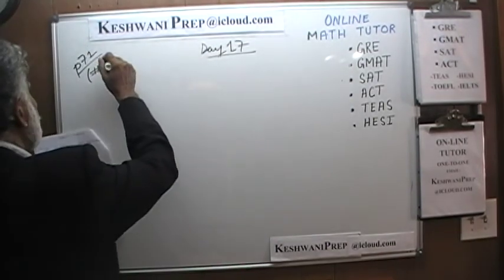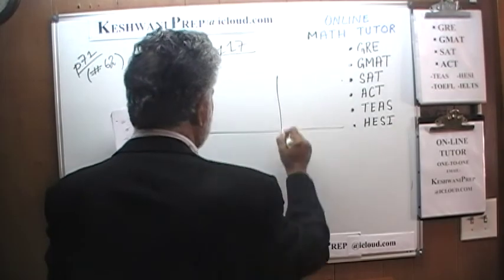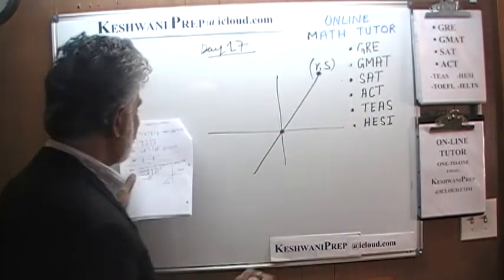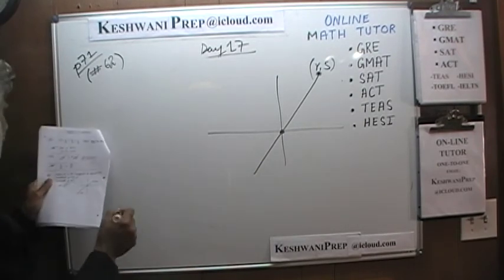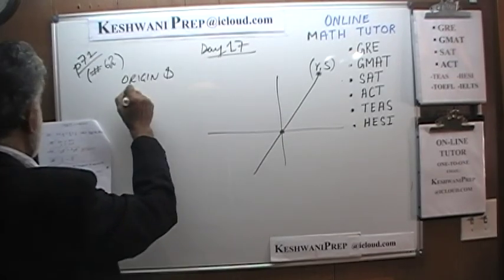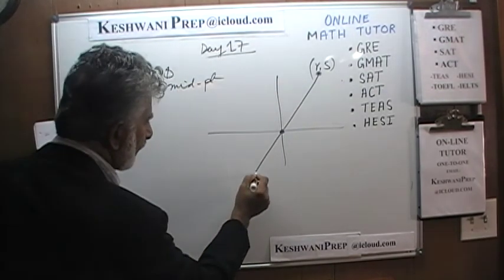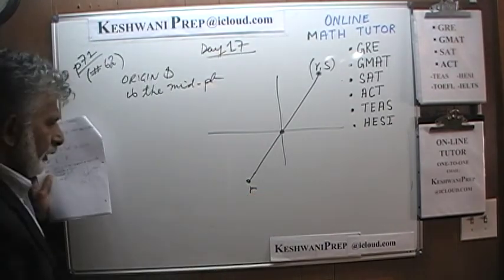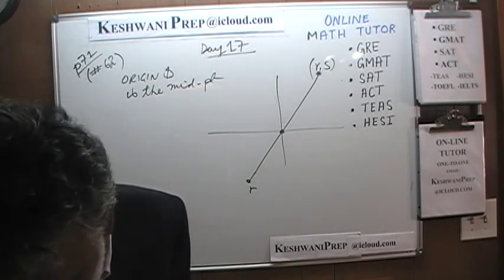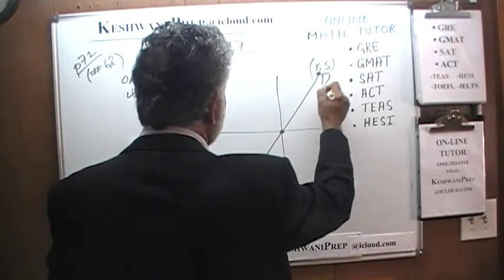Number 62 says that we have a line here, it goes to the origin, and it looks something like this. This is R, S. The coordinates of this point are R and S. We are told that the origin 0 is the midpoint of this line, and on the other end we are given the other point, and we are being asked what are the coordinates of the other point. If the coordinates of P are R and S, what are the coordinates of Q? This is P. What are the coordinates of Q?